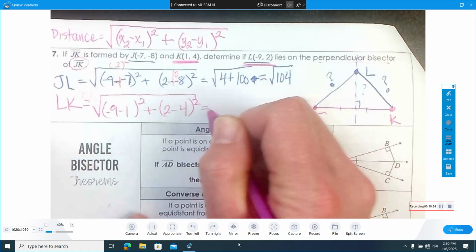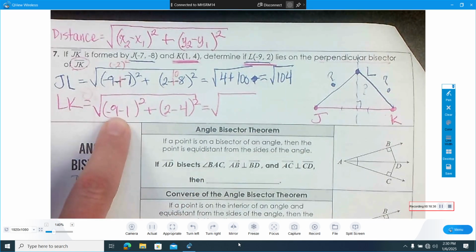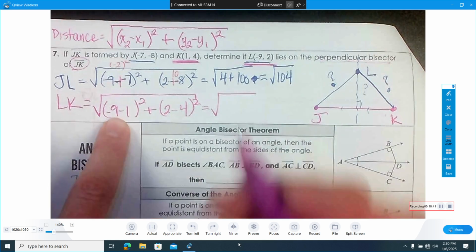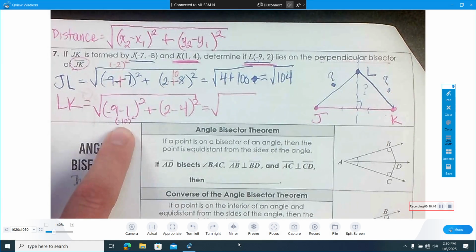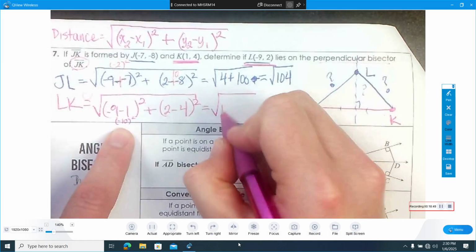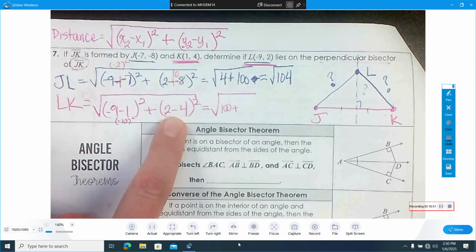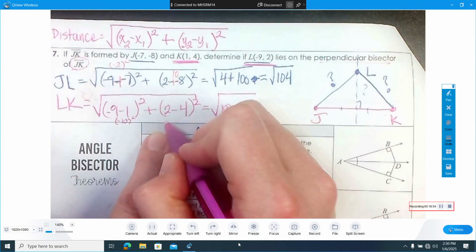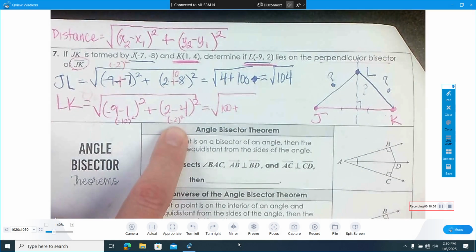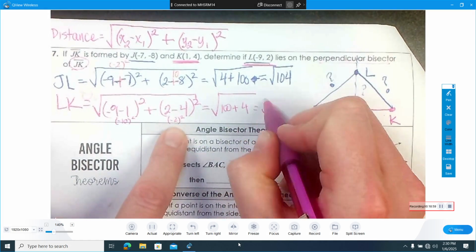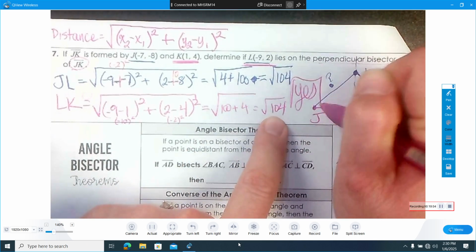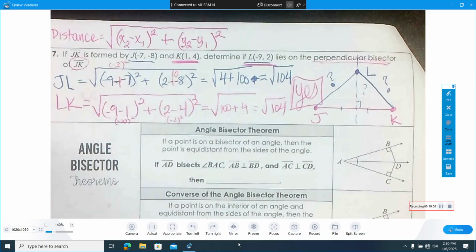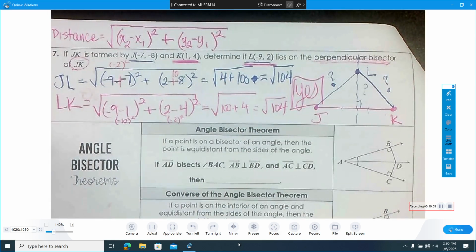Good. All right. -9 minus 1 is -10. -10 quantity squared is 100. And then we have 2 minus 4, which is -2. And -2 squared is +4. So we get 104. Are the lengths the same? They are. Yes, they are the same, which means yes, we are on a perpendicular bisector.